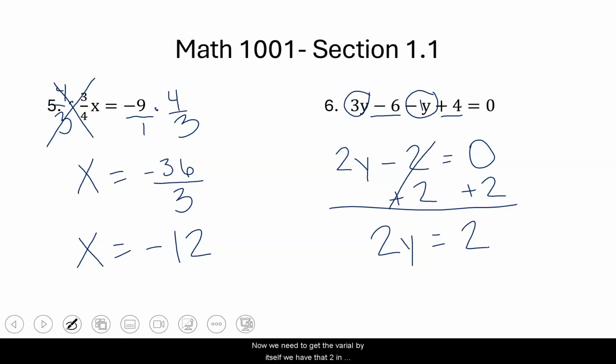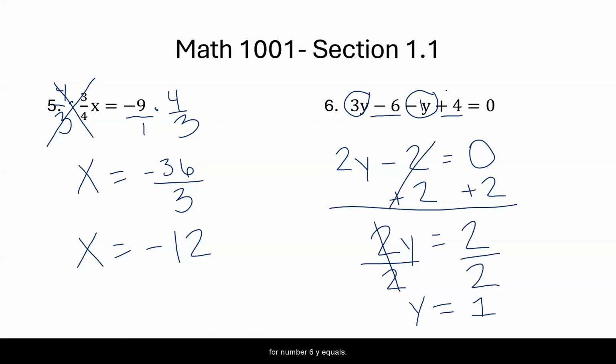Now we need to get the variable by itself. We have that 2 in front of the y. They're sitting next to each other, so they're connected through multiplication. So what's the opposite of multiplication? Division. So divide both sides by 2. So on the left side, those 2's cancel, bring down your equal. Bring down your y. 2 divided by 2 is positive 1. So for number 6, y equals 1.